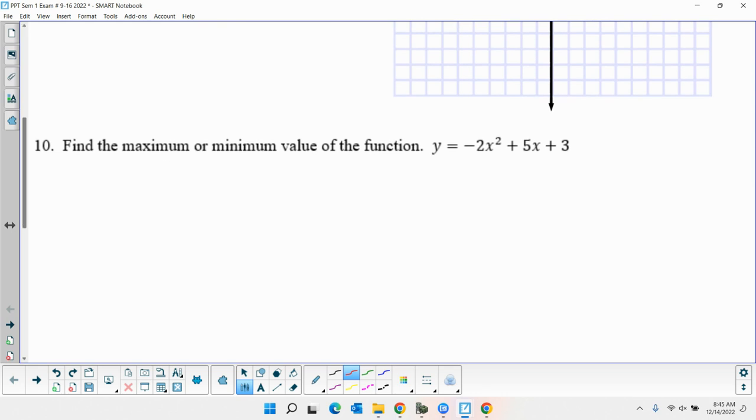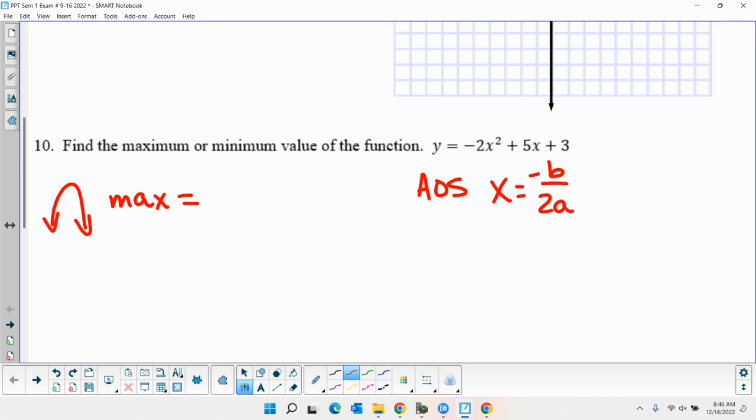Find max or minimum value. Since A is negative 2, is it a max or a min? Max, right? Another one that opens like this, because A is negative 2, that means it's a max. We have to find the value. So before we can find the maximum value, we got to find the axis of symmetry. So you might want to put on your little note card this little formula: negative b over 2a. That's how we find the axis of symmetry.